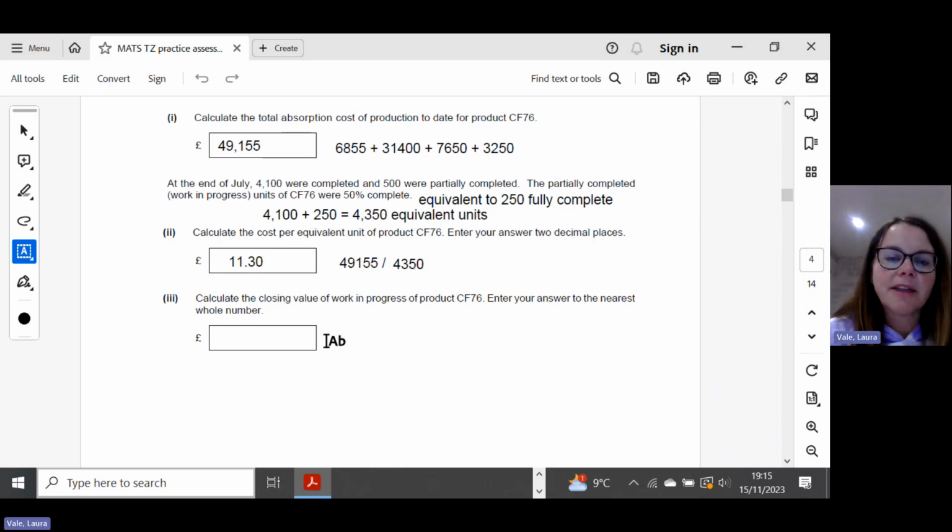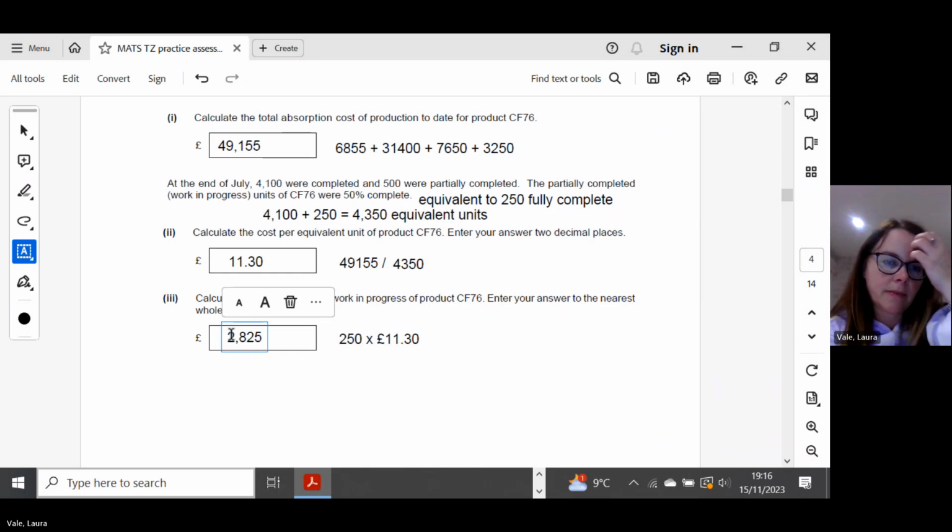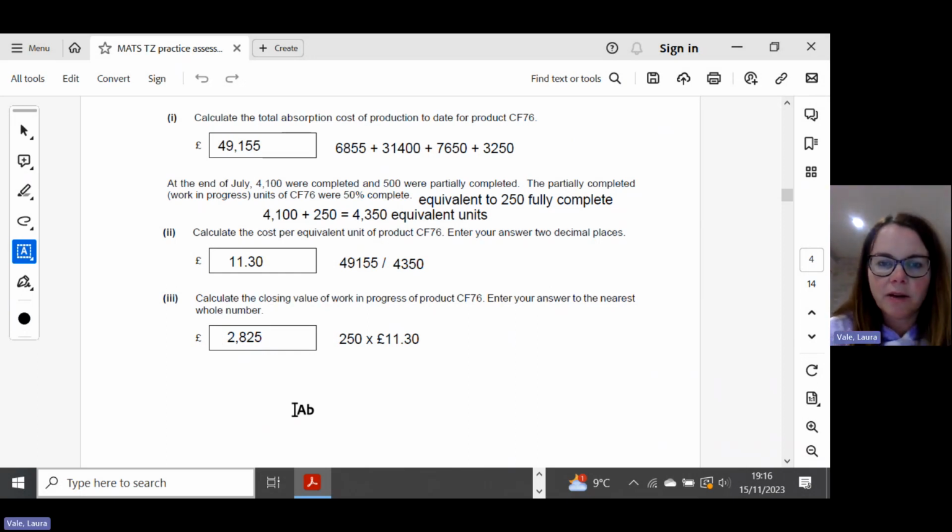Part 3, calculate the closing value of work in progress of product CF76. Well, the closing value of work in progress, so I know that I've got work in progress, remember it was these 250 equivalent units. So if I do 250 multiplied by that £11.30 that I've just calculated, that will give me the closing value of that work in progress.